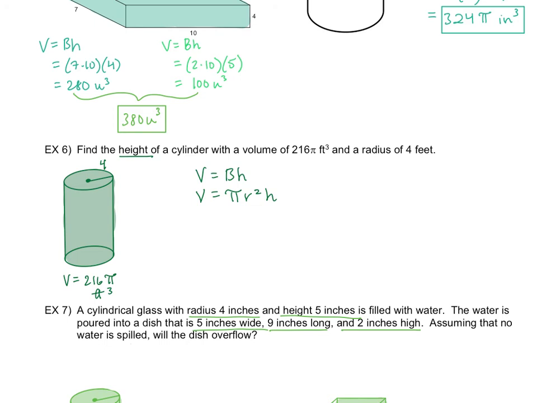Now, I know what the volume is. Let's put in 216 pi. I know what the radius is. Let's put in 4 for that. And let's keep H as our variable. So this is essentially what we have. Now, I know that 4 squared is 16, right? I have 16 pi. My ultimate goal is to get h by itself. So I'm going to divide both sides by 16 pi.